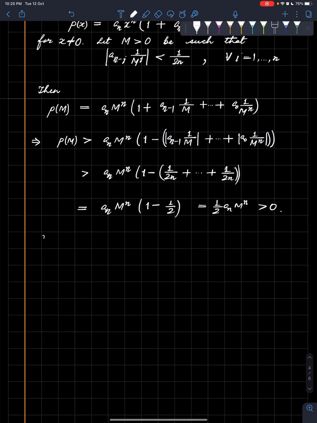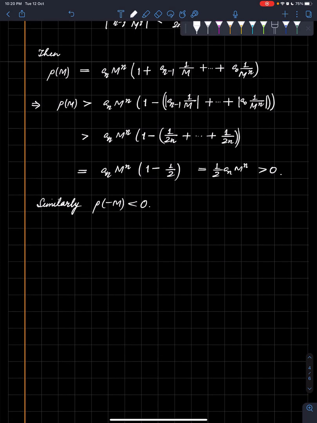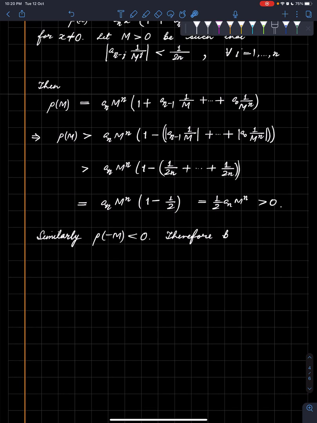Similarly, p of minus m is a negative number. The exact same reasoning, and we are done. And therefore, right, so why is p of minus m a negative number? Here is where we use the fact that n is odd. Because once you put minus m to the power n, and since n is odd, sorry, I should write minus m to the power n, and since n is odd, this is a negative number.